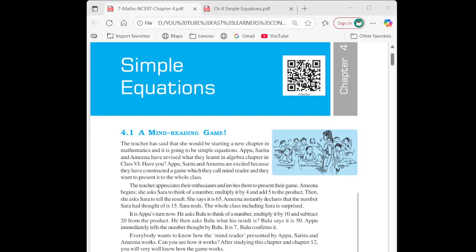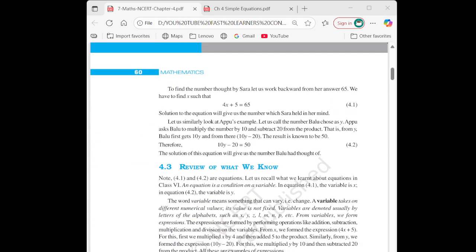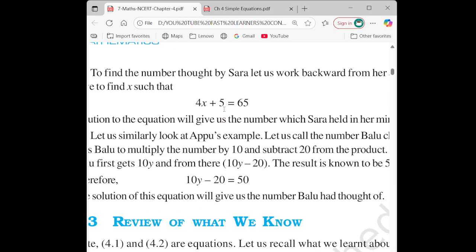Hey friends, let me explain to you today chapter number 4, simple equations. See, equations. I'll show you what is an equation. Have a look here. See, this is an equation. An equation has two sides. This is the left hand side and this is the right hand side. There is an equal to sign in between. So there is a left hand side, right hand side and equal to sign here in between.